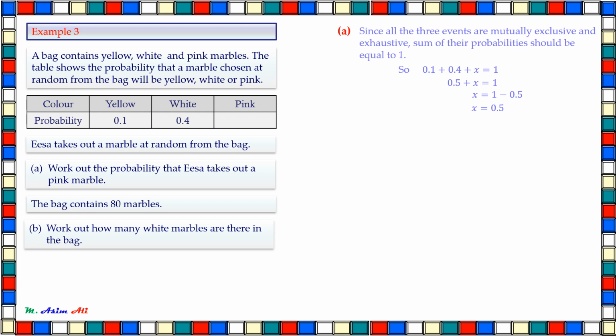Now in part B, he's saying there are a total of 80 marbles, and he's asking how many white marbles are there, and we have been given the probability of selecting a white marble from the bag, which is 0.4, and we will use this fact.